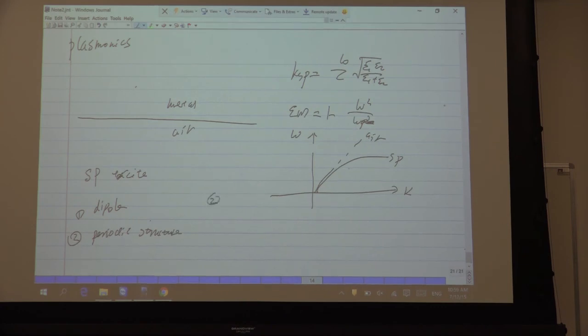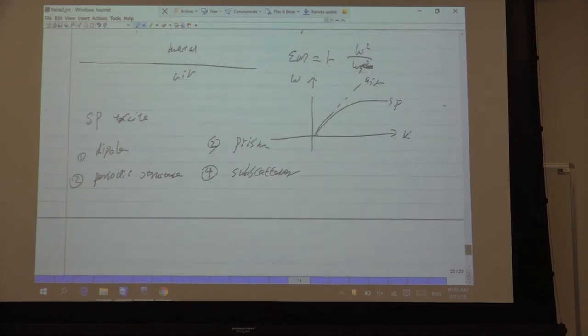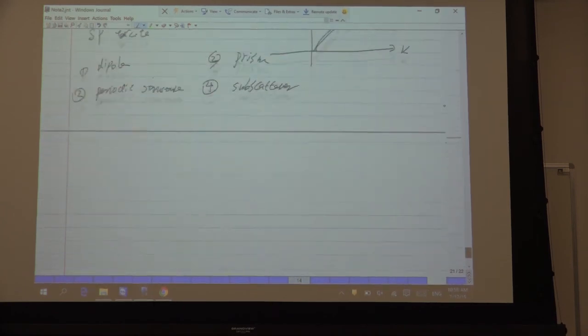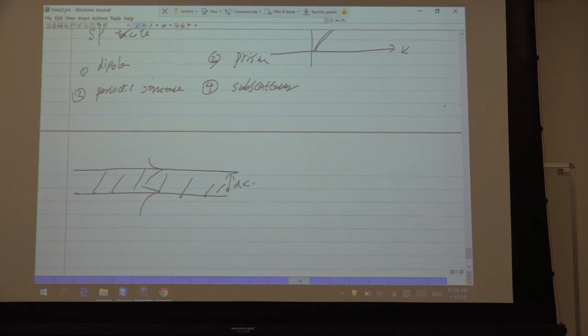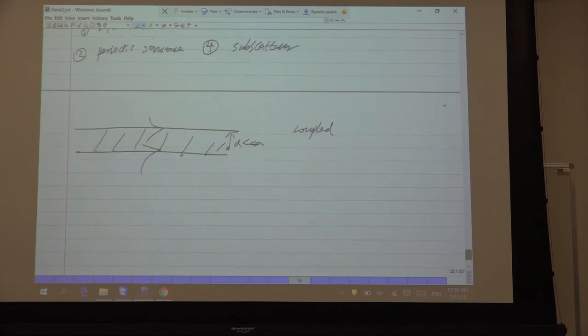Okay, we can use prism. We can use subscatter to excite the surface plasma. This is about this surface plasma. Also, if we have a very thin metal, the two interfaces will couple. When the thickness D is very small, the surface plasma will couple.